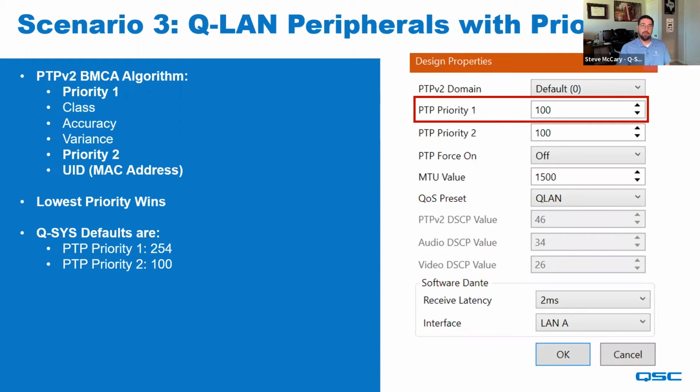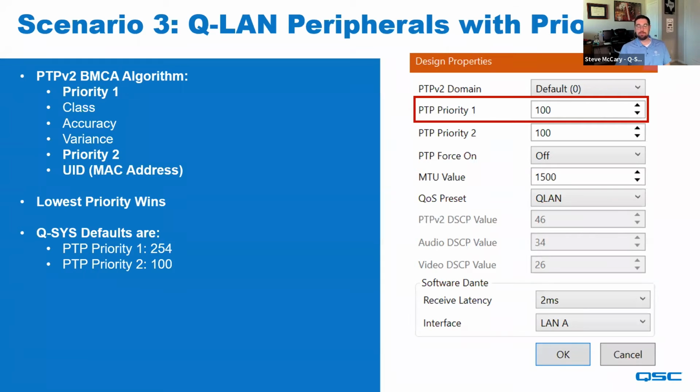By changing the priority 1, the closer you get to 1, the higher its priority is. So the things it runs through when it's trying to set up the BMCA is it looks at priority 1, and then it goes for class, accuracy, and variance, which are things that we can't manipulate. And then it looks at priority 2, and then it looks at the MAC address. So lowest priority wins. And if you want to take a core and have it be your clock leader, change its PTP priority 1 down.